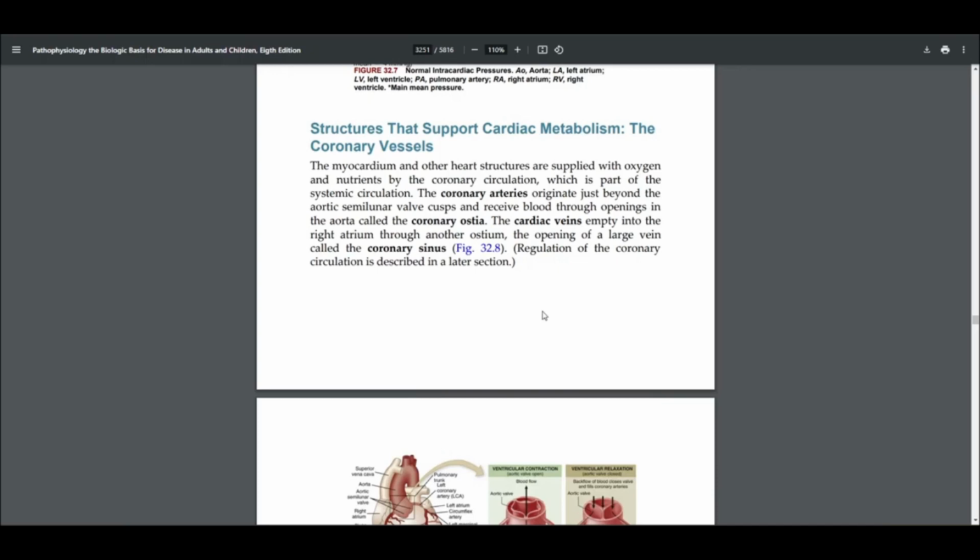Structures that support cardiac metabolism: the coronary vessels. The myocardium and other heart structures are supplied with oxygen and nutrients by the coronary circulation, which is part of the systemic circulation. The coronary arteries originate just beyond the aortic semilunar valve's cusps and receive blood through the opening in the aorta, called the coronary ostia. The cardiac veins empty into the right atrium through another ostium, the opening of a large vein called the coronary sinus. The regulation of the coronary circulation is described in a later section.